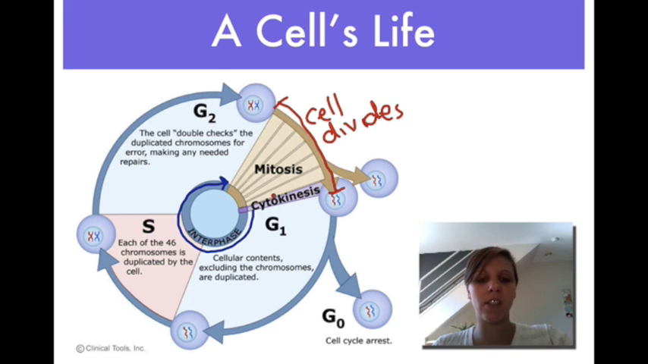So the two parts of cell division are when the DNA divides and then when the rest of the cell divides: the cytoplasm, all the organelles, and the membranes, right?